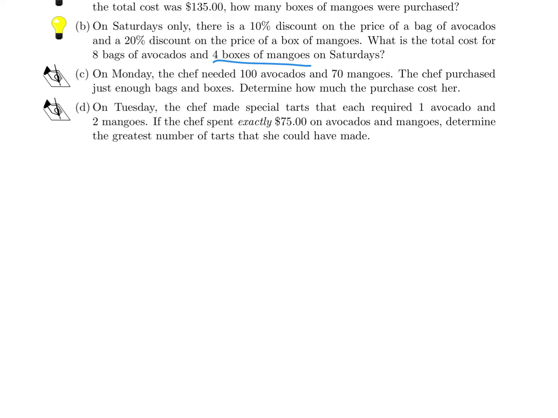On Monday, the chef needed 100 avocados and 70 mangoes. The chef purchased just enough bags and boxes. Determine how much the price was. All right. So we want 100, right? Each bag contains 6. So that's 16.66. But there has to be a whole number, so we've got to buy at least 17 of those.